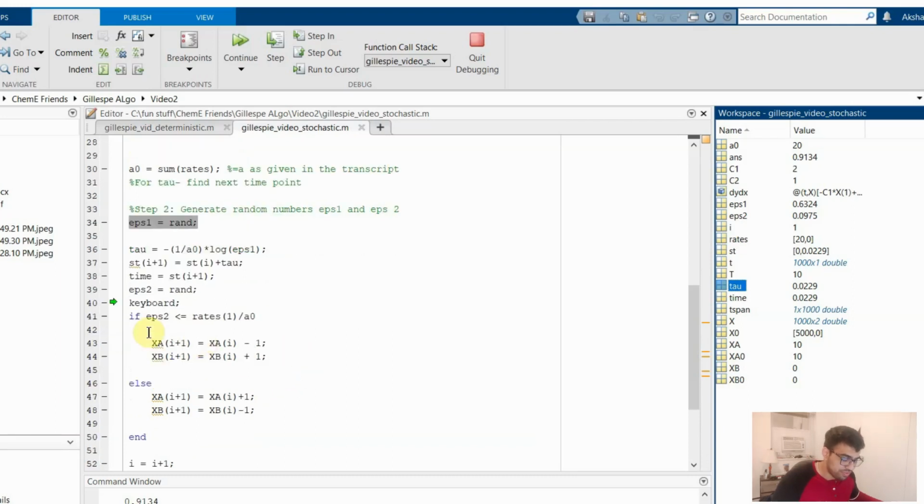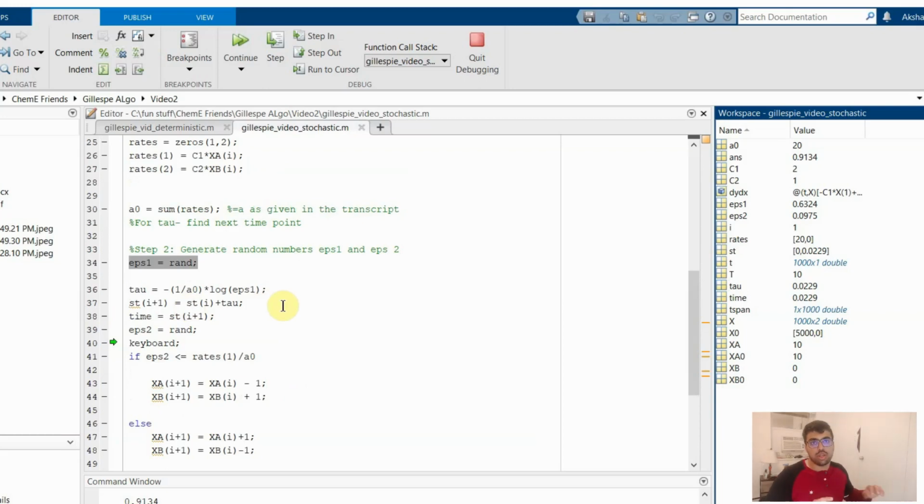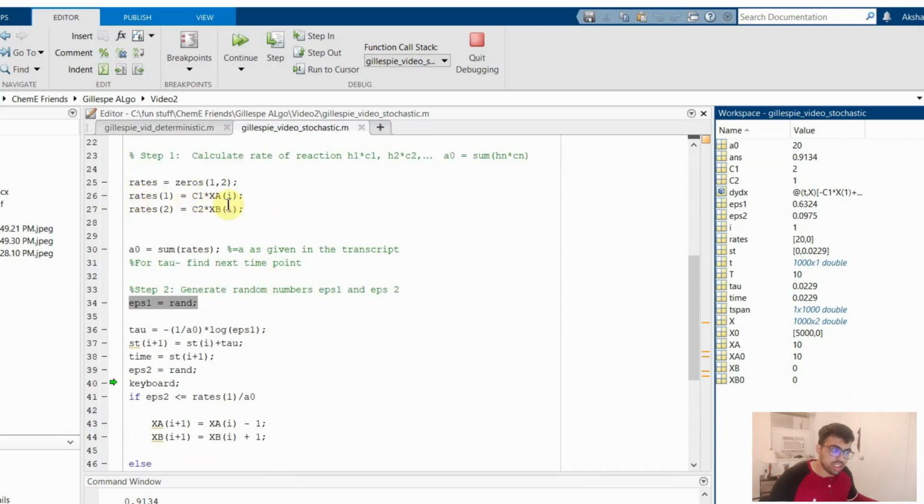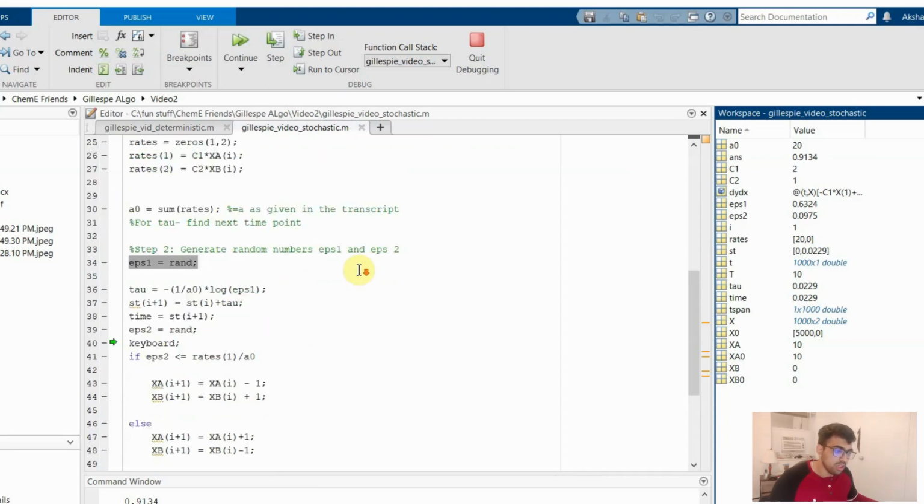Now here is the fun part, right? We know that whatever value epsilon takes, it will range from 0 to 1. And due to the fact that no reaction of B can occur, the only possible reaction that can occur is A to B, not B to A. So epsilon 2 will always be less than or equal to rates of 1 by A naught, because rates of 1 is equal to A naught in this case, because it's C1 into XA.